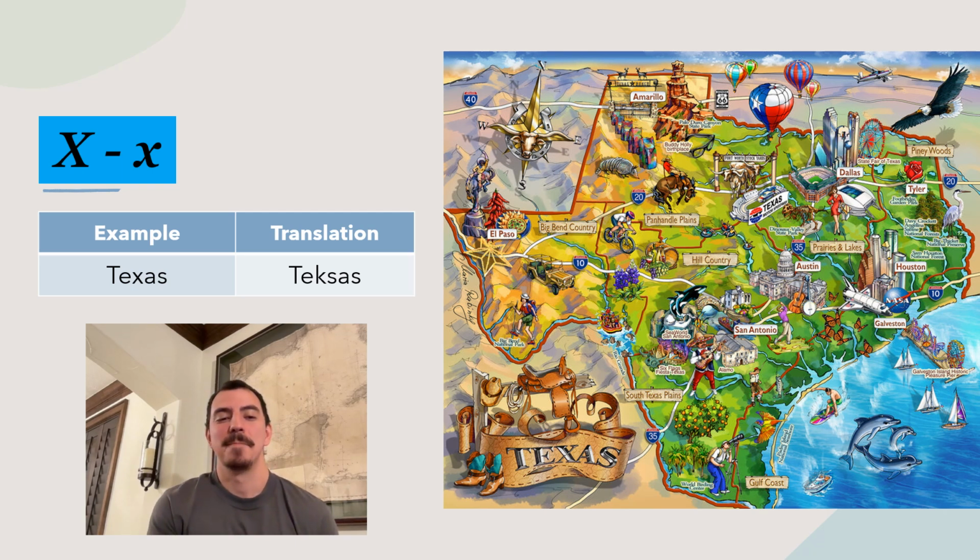But the X sound sounds like a KS, X. It's a really hard sound to make just by itself, but Texas, X, like ex-boyfriend, ex-girlfriend, it's just the X sound. So Texas, Mexico, maximum, taxes, axe. You can think of the X as KS.